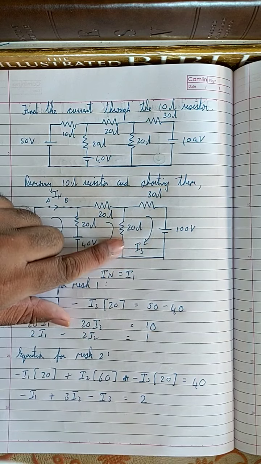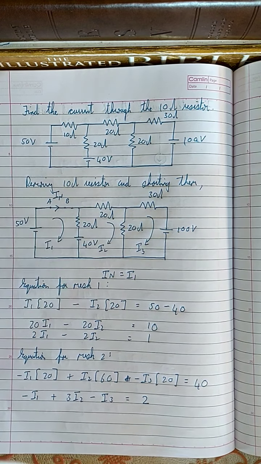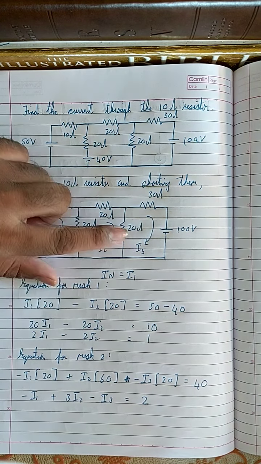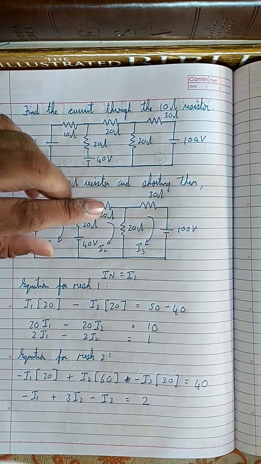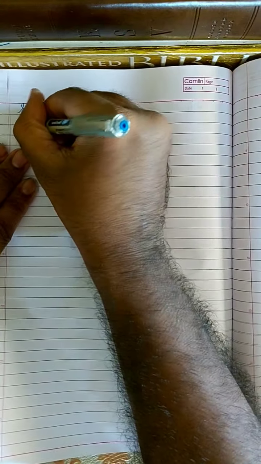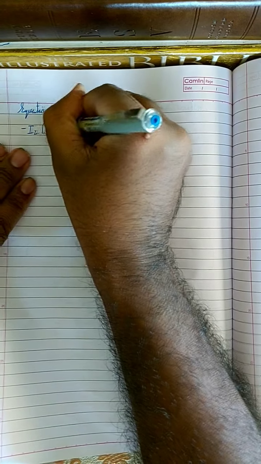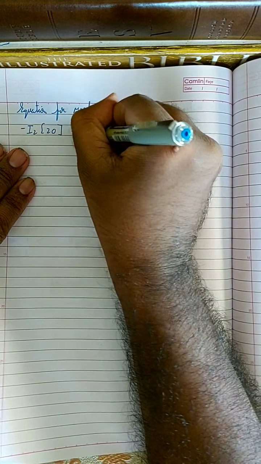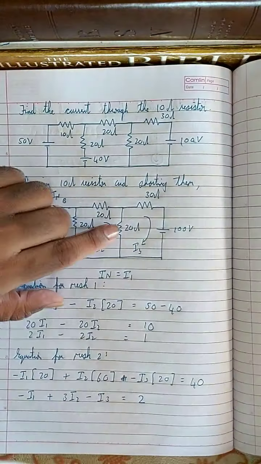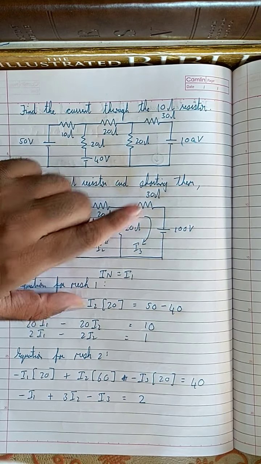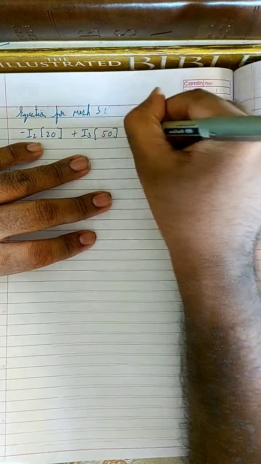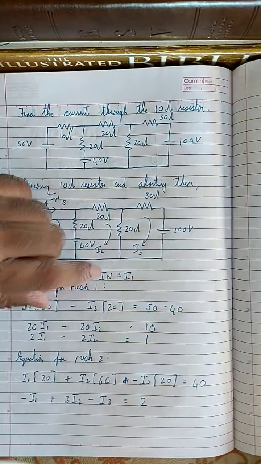Here there's a current I2, and that I2 is negative, right? Because this is mesh 3, so I3 is positive and the remaining currents are negative. So it means it is minus I2 into 20, plus I3 into, and I3 is touching these two elements, this 20 and 30. 20 plus 30 is 50. So I3 into 50 is equal to, and what about the voltage source?